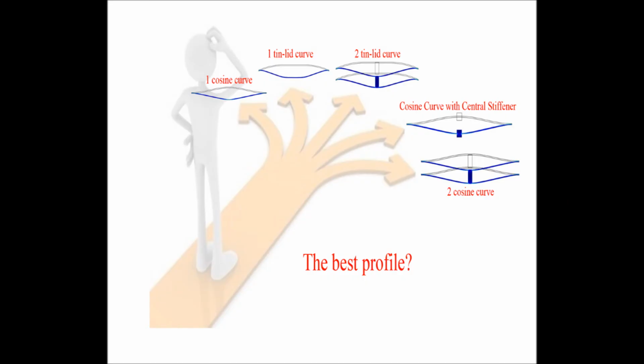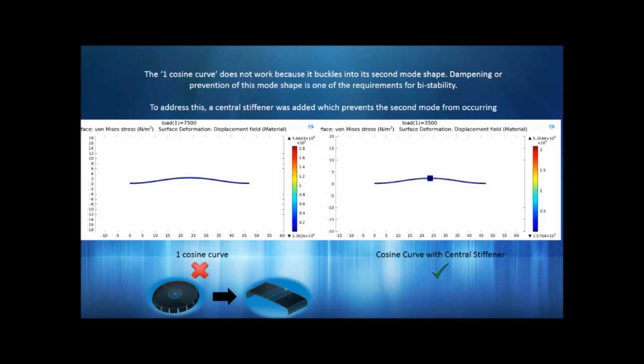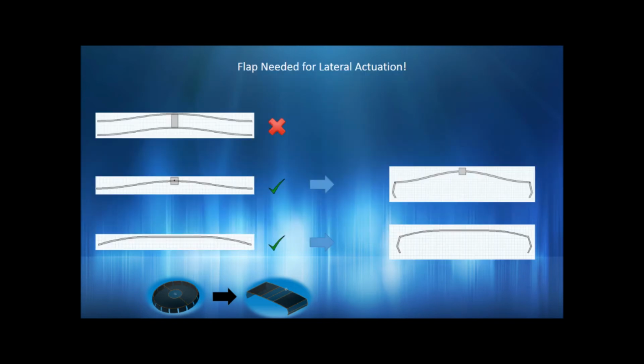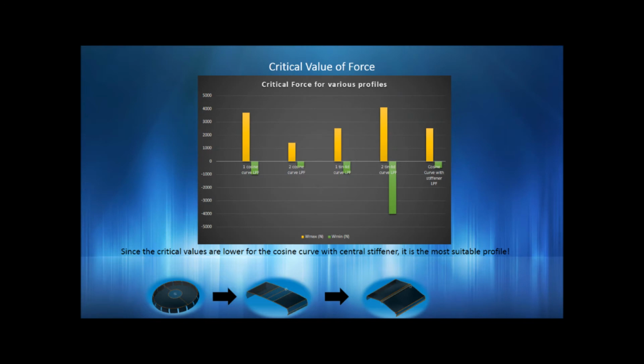Next, we looked at a few profiles for the top surface. A single cosine curve without a central stiffener failed to display bimodal bistability and hence was eliminated. The difficulty of incorporating a flap led to the elimination of the two cosine curve profile. Having the lowest value for mode 1 actuation, the cosine curve with central stiffener was deemed the most suitable profile.